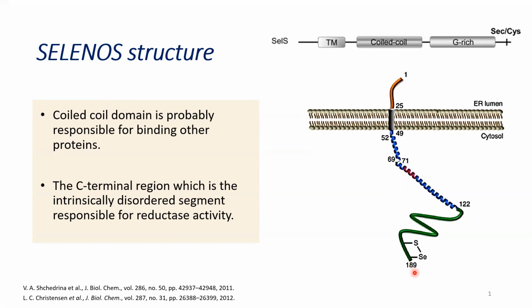It has 189 residues. It has a small segment that attaches the protein to the endoplasmic reticulum membrane. It has a coiled-coil region. It has a 3D structure up to residue 122, and the rest of the protein is intrinsically disordered. It doesn't have any specific structure. And in the penultimate position, there is a selenocysteine residue.